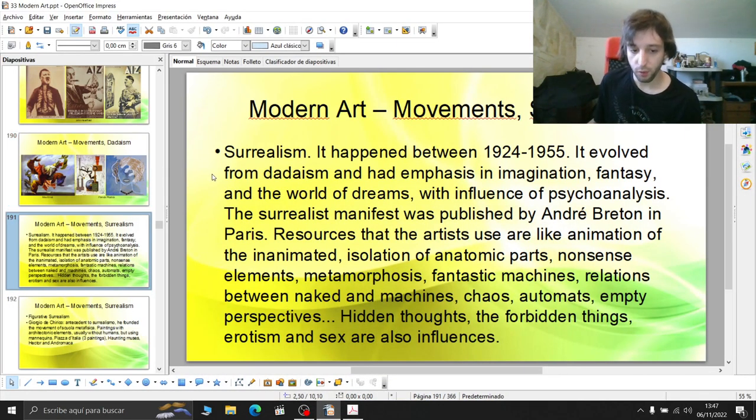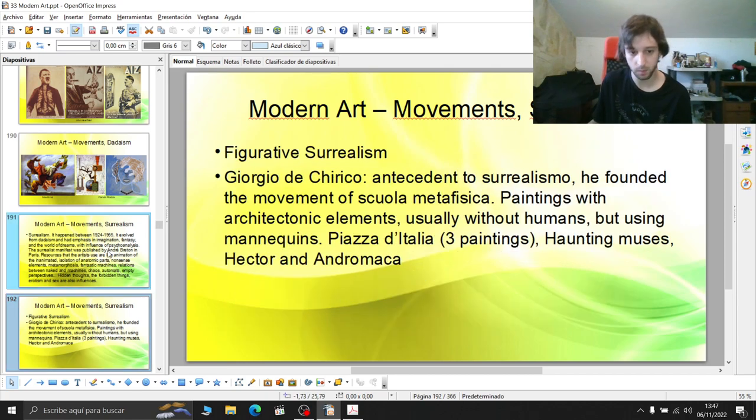Surrealism evolved from Dadaism and had an emphasis on imagination, fantasy, and the world of dreams, with the influence of psychoanalysis. The Surrealist Manifesto was published by André Breton in Paris. Resources that the artists use are animation of the inanimate, isolation of anatomical parts, nonsense elements, metamorphosis, fantastic machines, relations between the naked body and machines, chaos, automatons, empty perspectives, hidden thoughts, the forbidden, erotics, and sex are also influences.